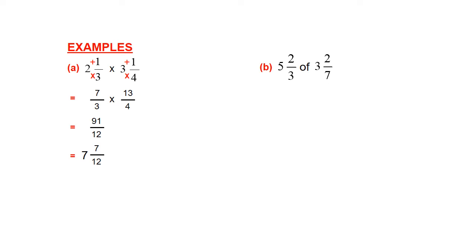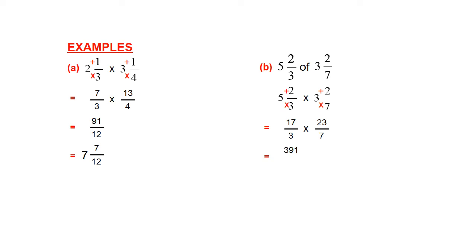The next example, I start making 3 times 5, 15, plus 2, 17 over 3, times 7 times 3, 21, plus 2, which is 23 over 7. Remember that the word "of", when it comes between fractions, mixed numbers, even percentages, it means multiply. Now, you check if you can simplify, or directly you can start multiplying.